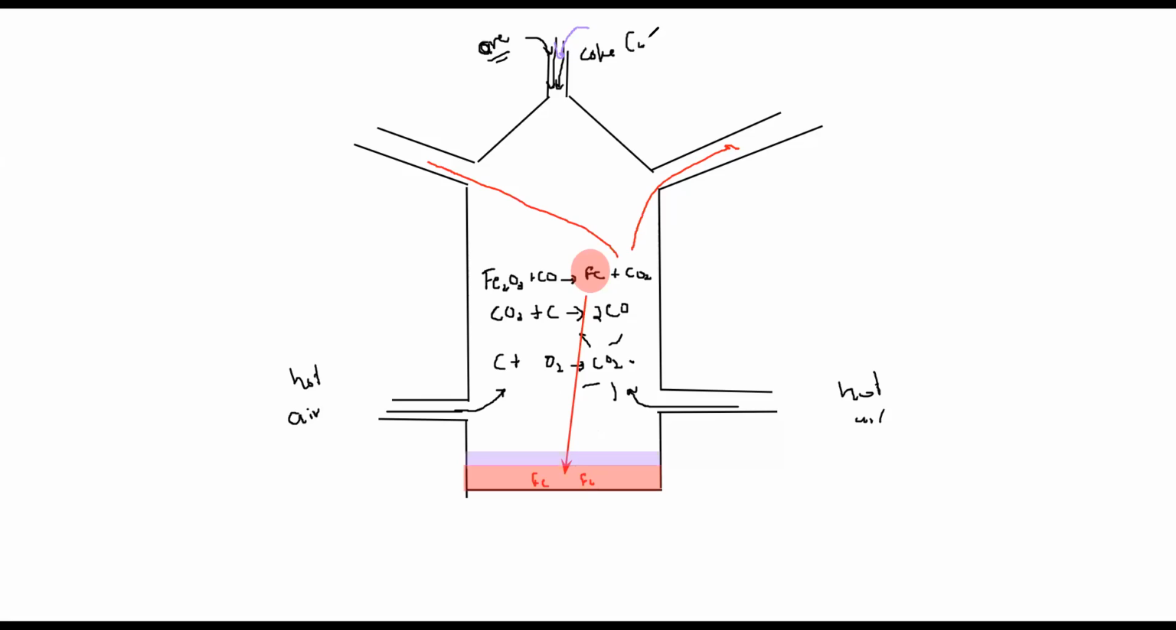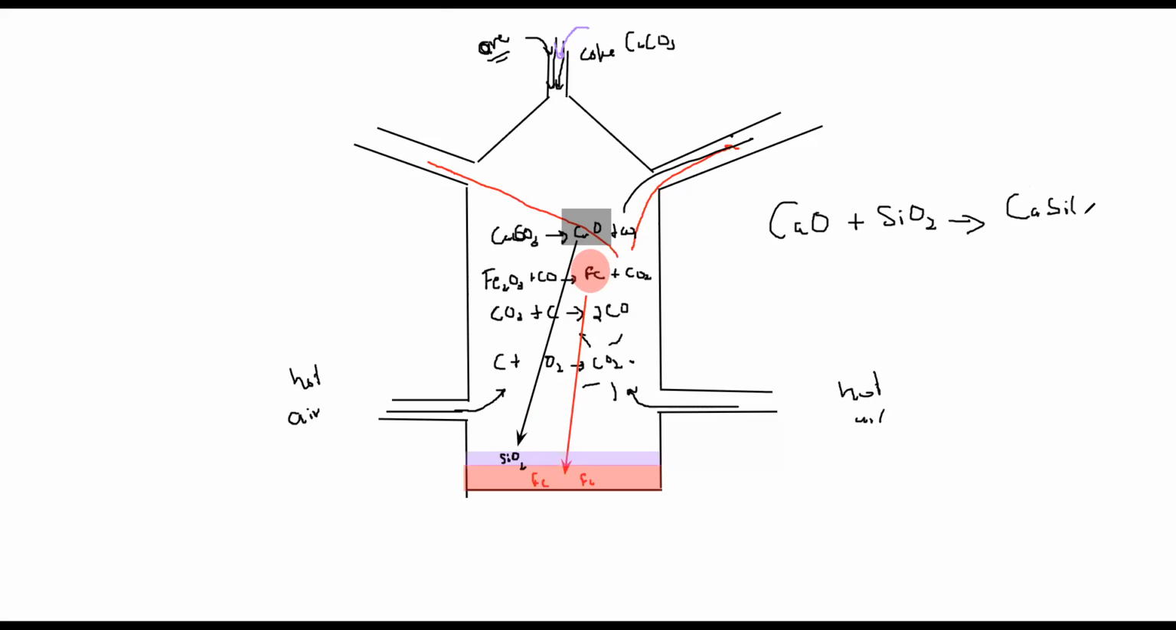When we add limestone or calcium carbonate, due to this heat, calcium carbonate decomposes into calcium oxide plus carbon dioxide. The carbon dioxide gas will escape, and this calcium oxide reacts with silicon oxide. Why is there a reaction? Because calcium oxide is a basic oxide and silicon oxide is an acidic oxide or non-metal oxide. So it will form CaSiO3, which we call slag.